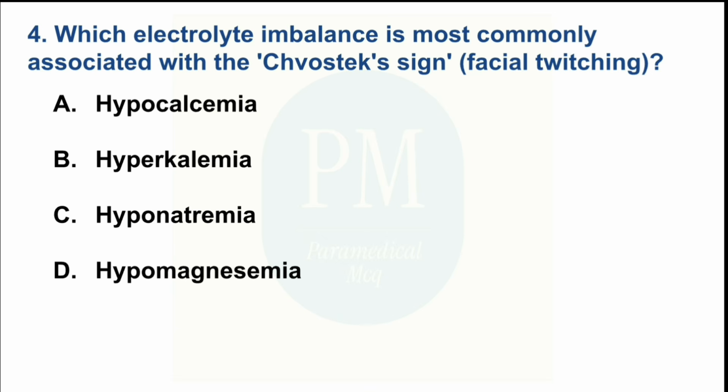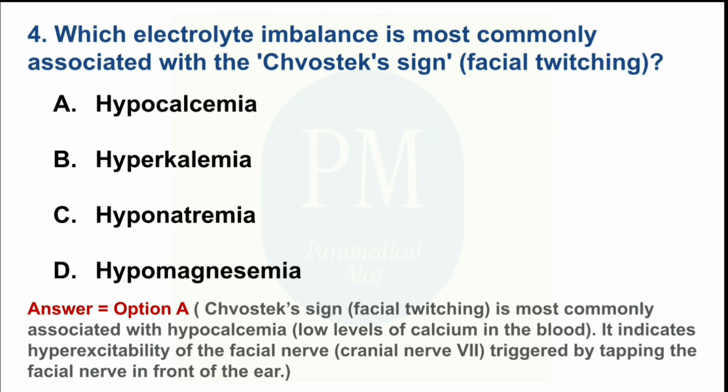Which electrolyte imbalance is most commonly associated with the Chvostek sign, facial twitching? Option A. Hypocalcemia. Option B. Hyperkalemia. Option C. Hyponatremia. Option D. Hypomagnesemia. The correct option is option A. Hypocalcemia.